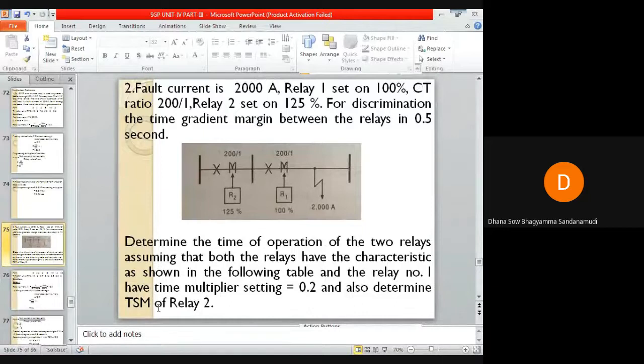Relay 1 has a time multiplier setting of 0.2, and you have to determine the TSM of relay 2. So you have to determine the time of operation of both the relays and the TSM of relay 2. Complete this slide and inform me.